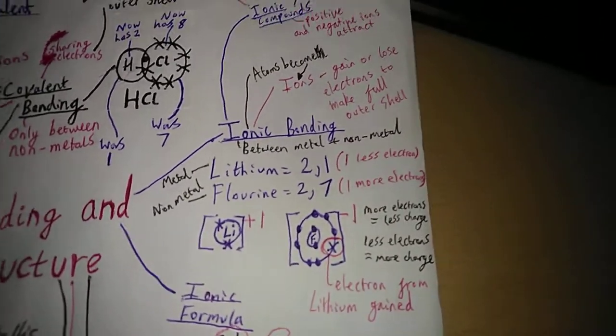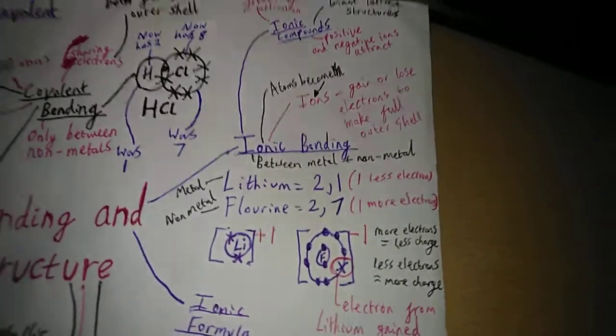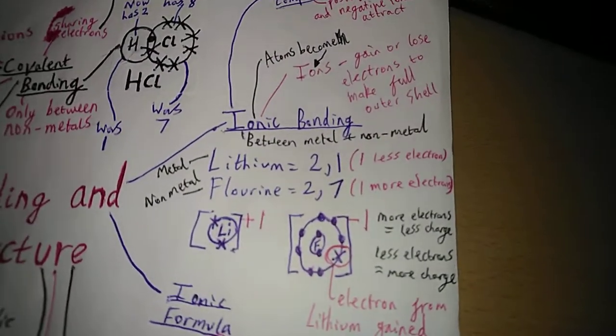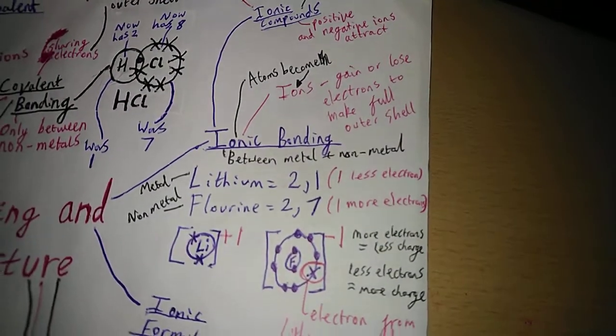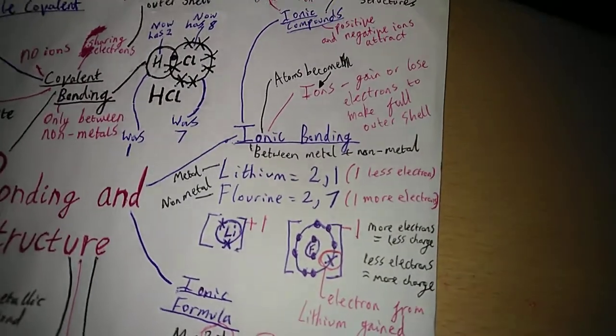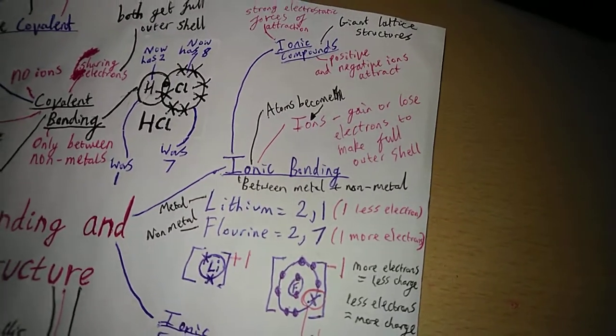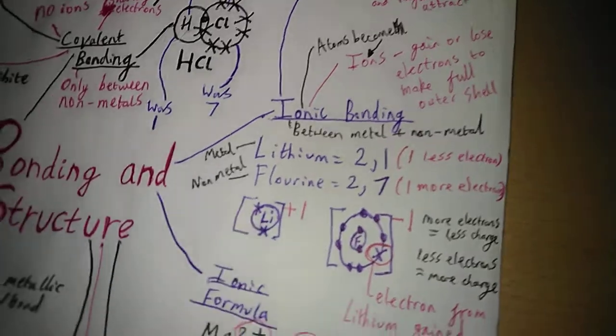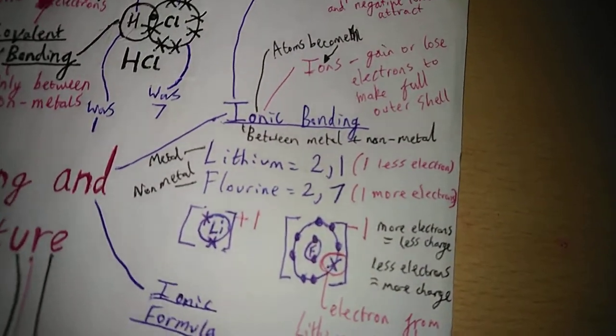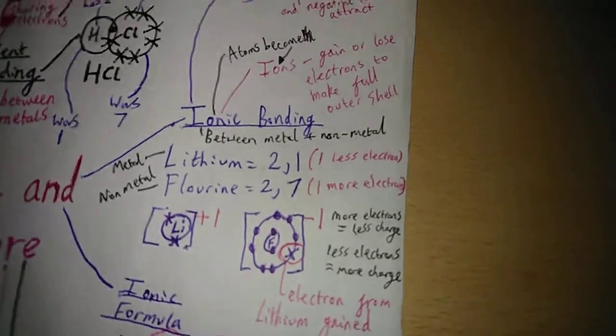So lithium, the metal, has an outer shell of 1 electron, and fluorine has an outer shell of 7 electrons. So fluorine needs 1 more, and lithium needs 1 less. So lithium gains a +1 charge by losing 1 electron, and fluorine gains a -1 charge by gaining 1 electron.